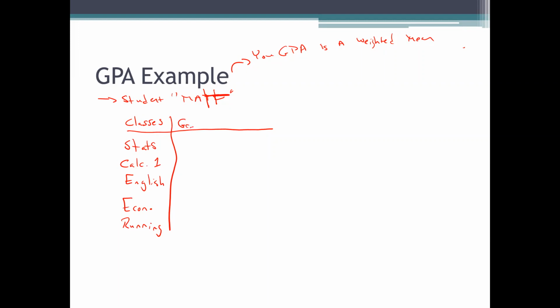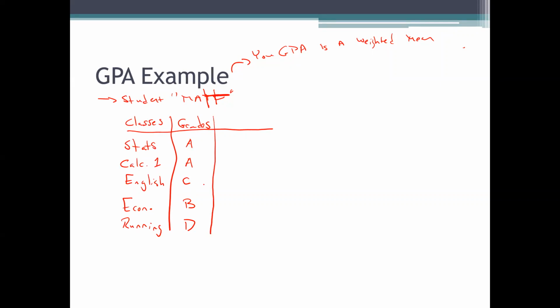Now let me give you the grades Matt's going to get in these classes, okay? What grade do you think Matt's going to get in stats? Absolutely, he's going to get an A. Yep, I agree. Matt gets an A in stats, okay? Probably is going to get an A in calculus, all right? Matt's not the best writer, okay? Ugh. So maybe he gets a C in English. Maybe he gets a B in economics. And Matt is a terrible runner, so maybe he gets a D in running. Ugh.